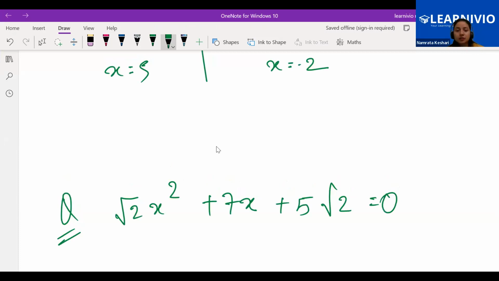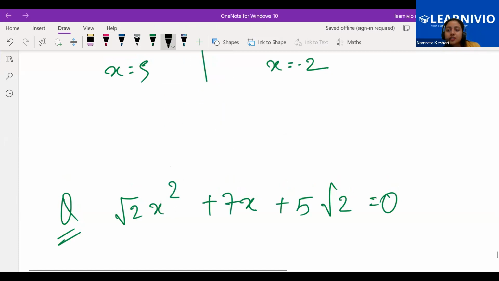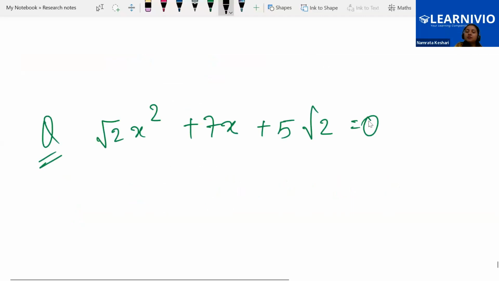Okay, let's do it over. This is also a quadratic equation. The way we did the first one, similarly, we will be doing it over here. But this one, we will give proper time. We will learn how to do it. First, let's do the multiplication of A and C.